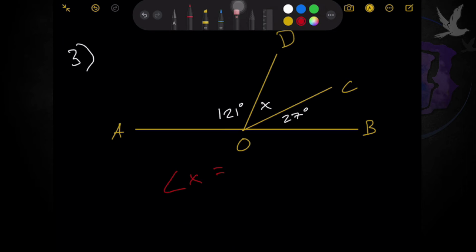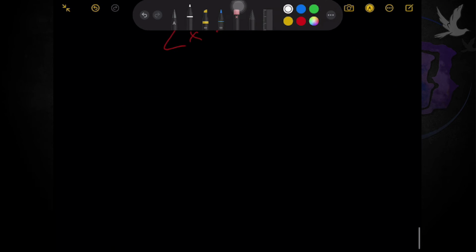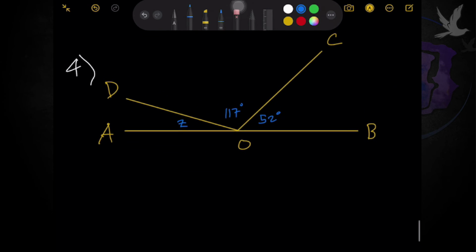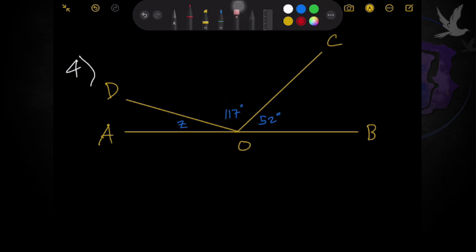Okay, so if you notice, we now have two given angles. I have already explained that. Okay, so just pause the video. And for number 4, okay, so this is number 4, and you are tasked to solve for angle Z. Okay, just pause the video. This is quite similar to number 3.